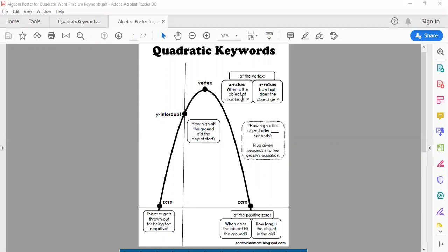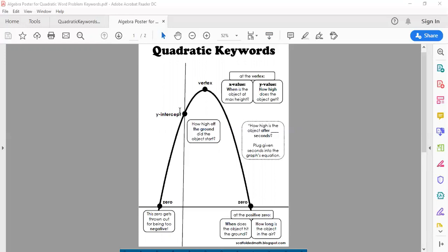And then you can use what you know about the vertex in order to solve for x, right? It's that negative b over 2a, remember that? Finding the x value of the vertex. And then the y value of the vertex. A question might say something like, how high does the object get? Or what's the maximum height of the object? That's asking you for the y value of the vertex. Well, we can find that by first doing negative b over 2a, finding the x value of the vertex, then plugging that x value into the quadratic function and solving for y, and we'll get the maximum height of an object at a certain point in time.